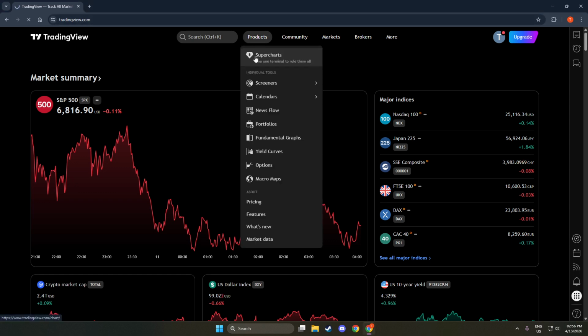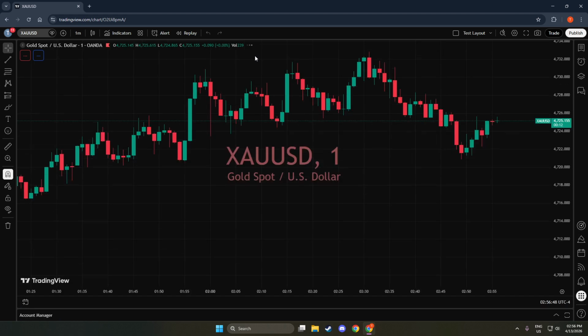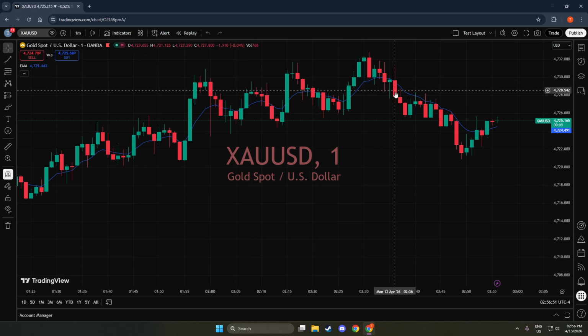Set the chart type to candlesticks. Candlesticks show open, high, low, and close in a compact way, making it easier to spot momentum shifts and rejection wicks that matter for fast decisions.